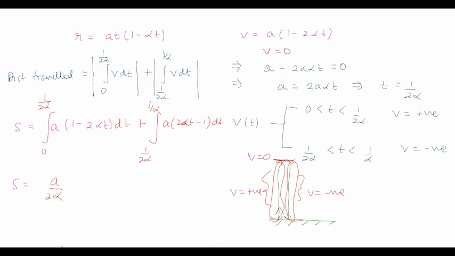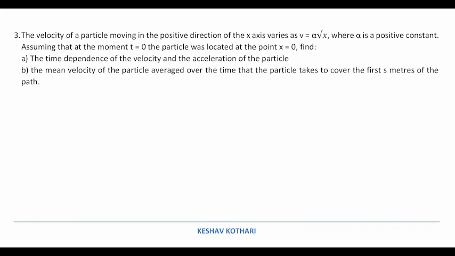Let us move to the next question. The velocity of the particle moving in the positive direction of the x-axis varies as v equals alpha root x, where alpha is a positive constant. Assuming that at the moment t equal to 0, the particle was located at the point x equals 0, find the time dependence of the velocity and acceleration of the particle.